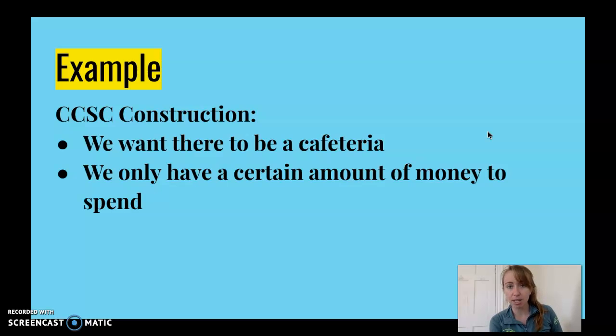The biggest limiting thing for almost any building project is always going to be that you only have a certain amount of money to spend, right? So CCSC is working with a public budget. That means that they only have a certain amount of money to spend, but even a big company is always going to set a constraint on the amount of money that they're going to spend building a new building. So money is almost always an example of a constraint.